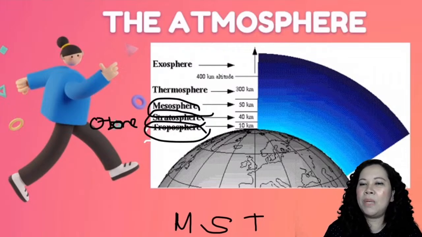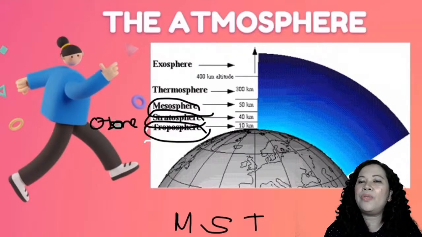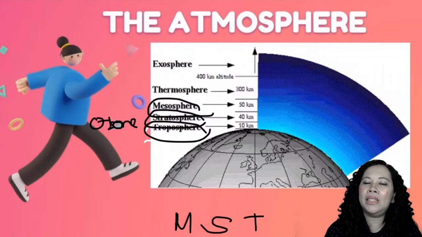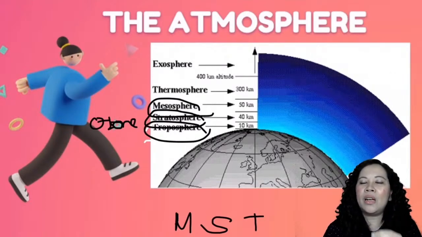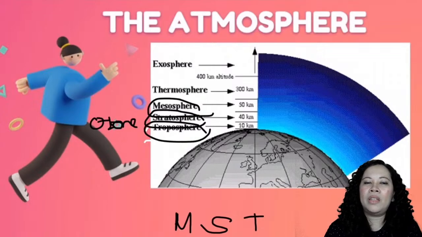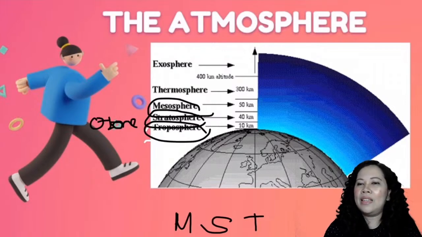So it is between. Alright? Mesosphere, from the word meso meaning middle, does not have enough oxygen to breathe, but the percent of oxygen is still the same. Most meteoroids burn up here.